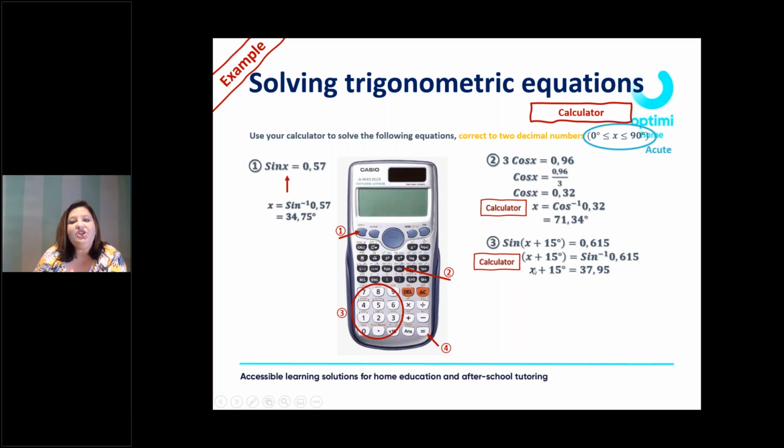So how do I solve for x? Remember, I'm solving trigonometric equations. How do I solve for x? It's just to do the inverse calculations. So I will subtract 15 degrees over here, subtract 15 degrees over there, and you will get that x is equal to 22.95 degrees. All right.